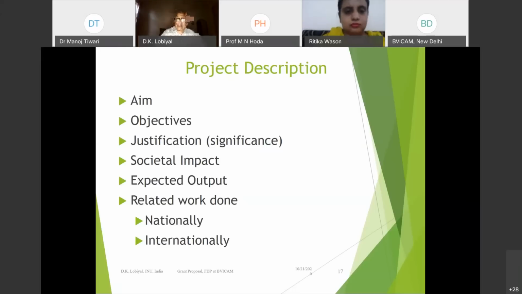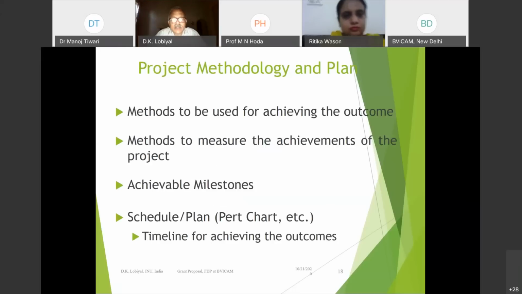Then you should have a good research project plan and methodology, as I said. The plan should tell the methods to be used for achieving those outcomes. That means what techniques, methods and tools you are going to use for achieving the expected outcome which you told earlier. Then once you have achieved that outcome, how do you measure it? The evaluation of the outcome: what methods and techniques do you use for evaluating that outcome?